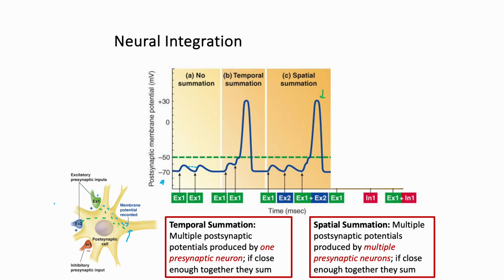And that's defined as multiple postsynaptic potentials that are produced by multiple presynaptic neurons. If they are close enough together when they reach the axon hillock, they sum together, right? And this is important because summation is how we hit threshold here, or -55, to give us action potential. That's what they're indicating here.